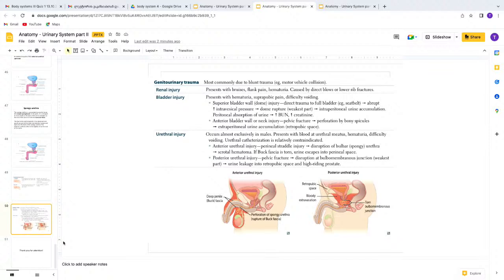Whenever we have urethral injury, it occurs mostly in males, and we have blood at the urethral meatus, hematuria or difficult voiding. Take into notice that we should differentiate this from prostatic diseases. In the case of urethral injury, urethral catheterization is contraindicated. We may have some kind of blunt trauma, or the Colles fascia may be torn.